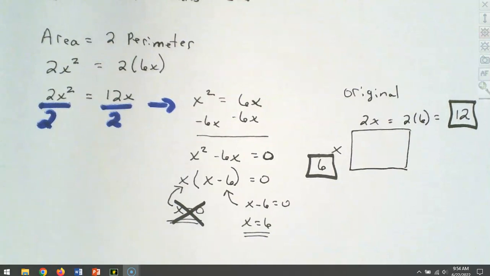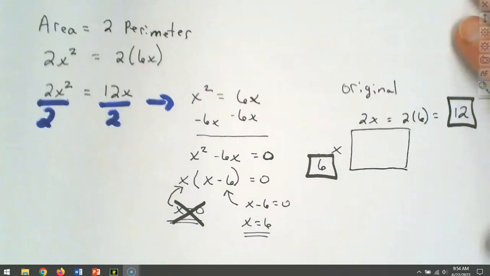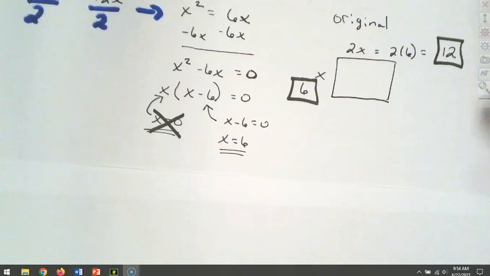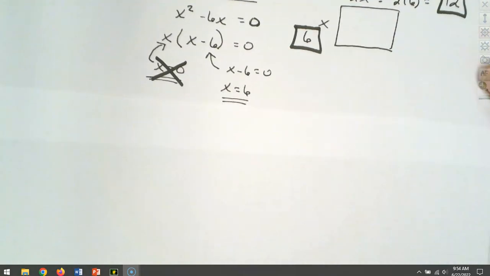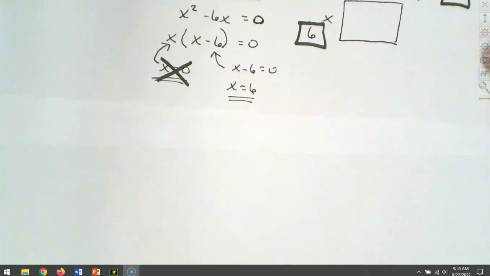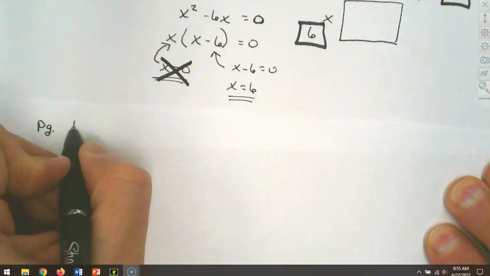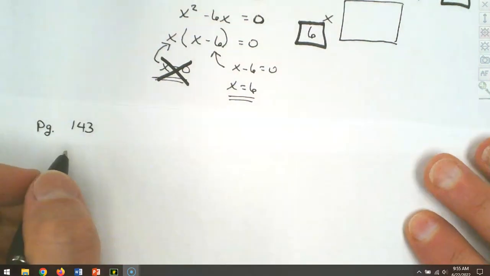Let's move on now and try another one. Let's talk about triangles for a moment. And when we talk about triangles, we're going to have to use the Pythagorean Theorem. The Pythagorean Theorem comes from the famous Greek mathematician Pythagoras. And he came up with this theorem that applies to right triangles. And this is on page 143. And this is the Pythagorean Theorem.